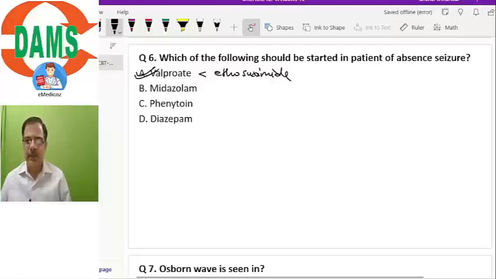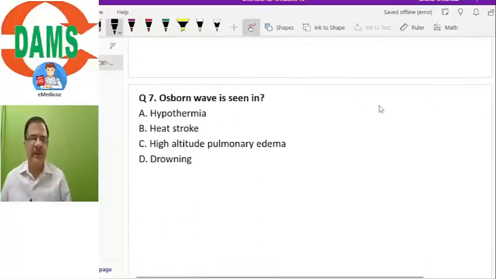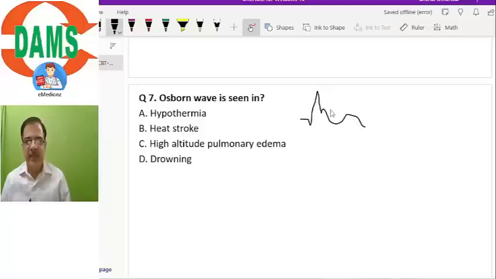Question number 7. Question is Osborn wave is seen in. So basically Osborn wave is, say this is a QRS complex, and after the QRS complex there is a J point, but instead of a point, if there is a wave, this is known as an Osborn wave or a J wave. The causes of this condition, the most common cause is hypothermia.